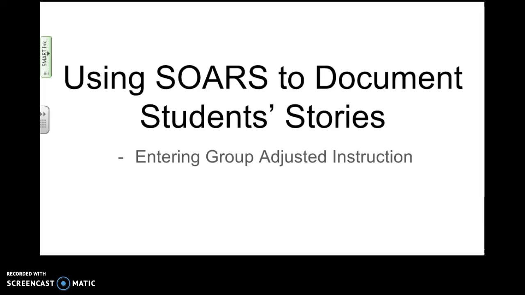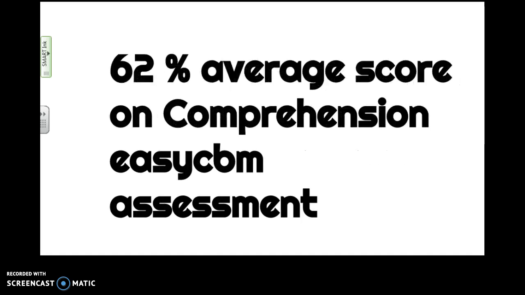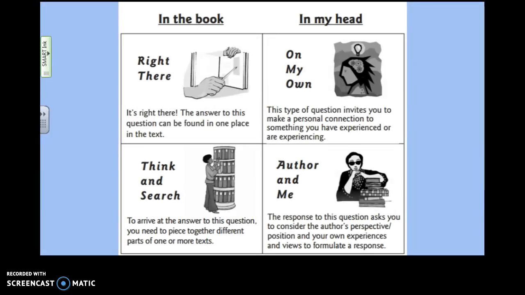Hello, today we will be using SOARS to document student stories by entering group-adjusted instruction. Three weeks ago, both English classes in 5th grade scored an average of 63% on the comprehension assessments. We were using the Common Core State Standards Assessment of EasyCBM, and we're giving this throughout the entire grade level. After looking at this data, I determined the root cause.